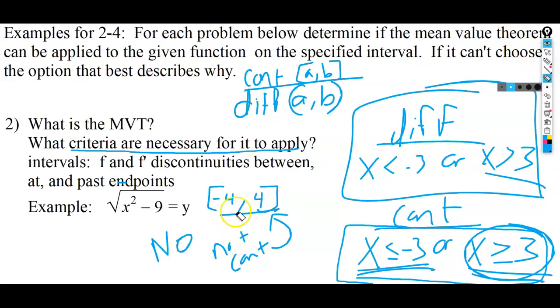Let's do another one. What if I made a slight change here? Let's say I had this now.